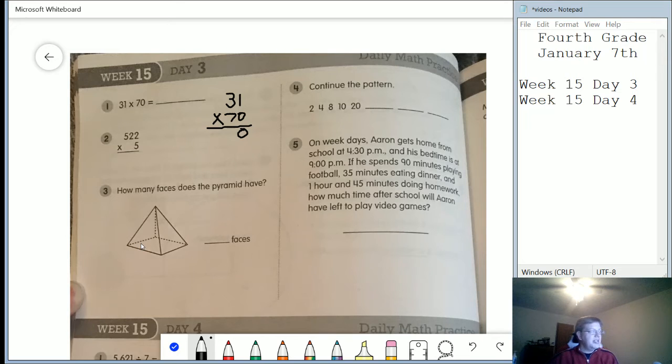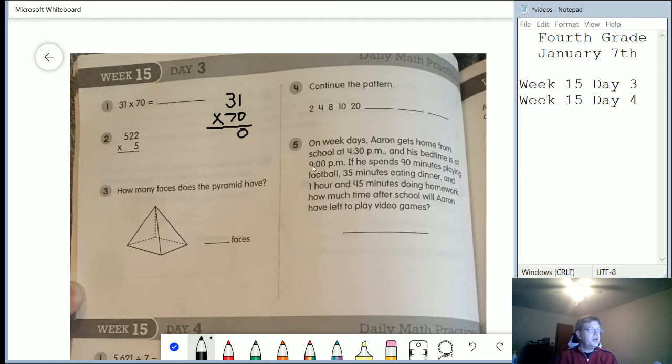For this one, how many faces does the pyramid have? Think about how many of these triangular sides we would have on this if we have a rectangular base. That will give us the number of faces. Number four, continue the pattern. Number five, kind of works like an elapsed time problem.